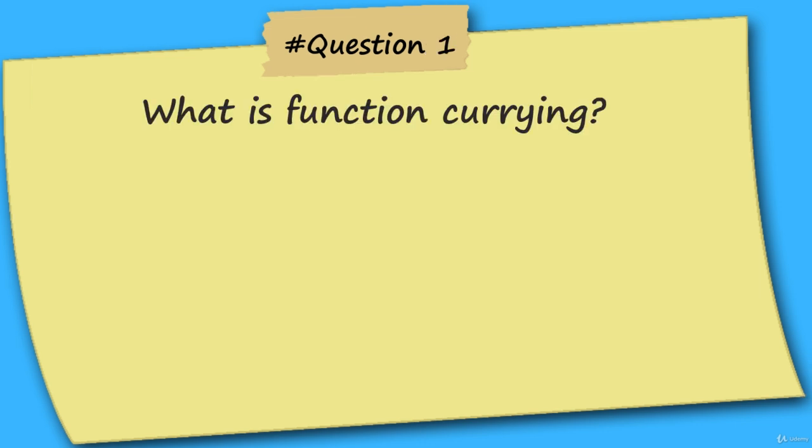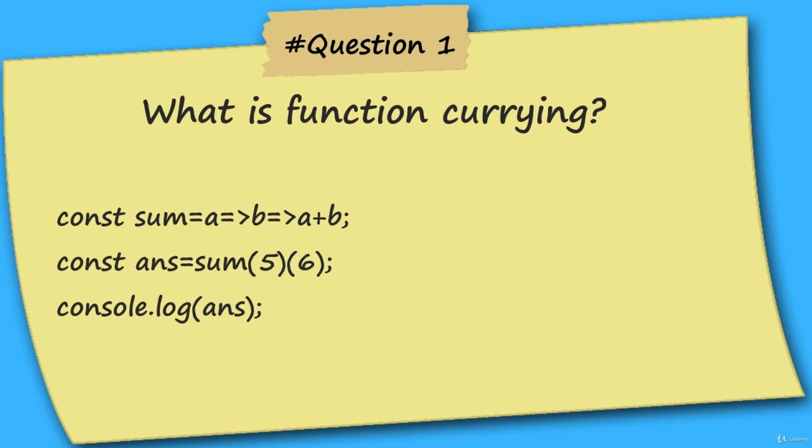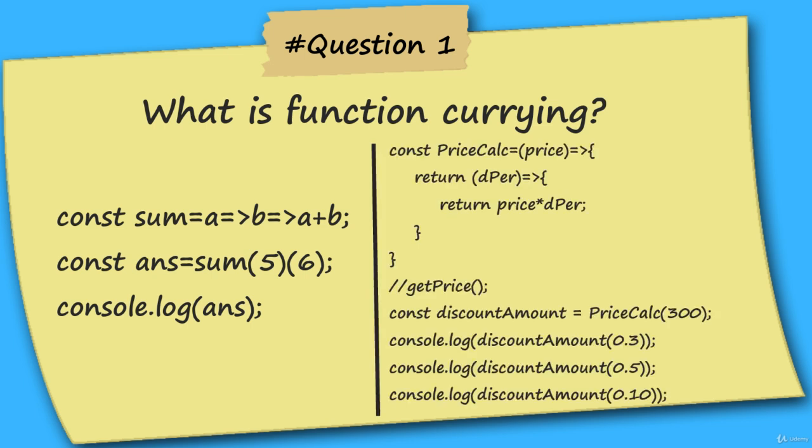The first question is, what is function currying? So currying is basically calling it partially. We have the inner function, returning the function, where we use the sum function like this, or we can have some advantage of using it in this way, where we just call the main function once and then the rest of the functions are called again with different values.